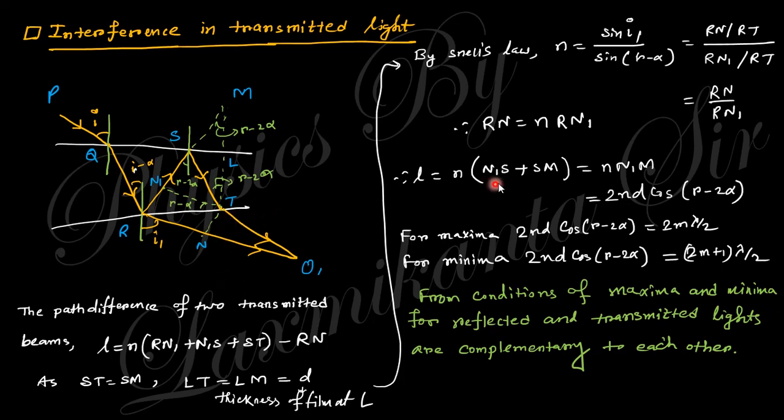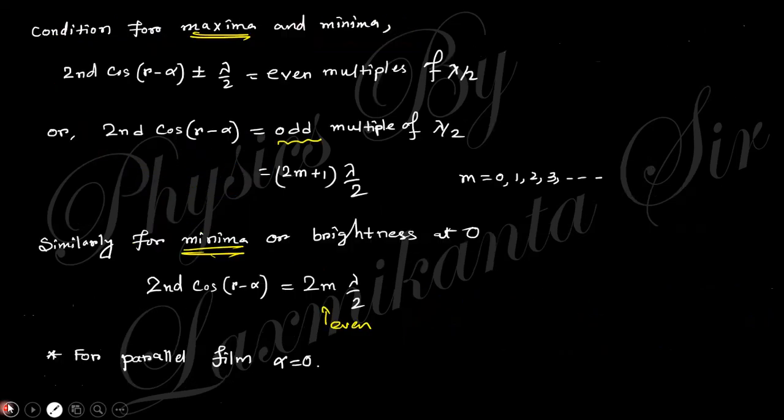So the L can be obtained using this relation. You can see that Rn is n Rn1, so these two are cancelled out and we only obtain this one. So n1s plus Sm, that is total n1m, can be obtained from this triangle, that is 2nd cos(r minus 2 alpha). This is r minus alpha, this is r minus 2 alpha, you can see.